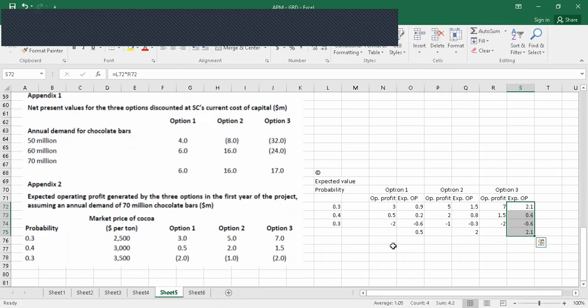Okay, so now based on expected values, whichever has the highest value, which is option 3. So if the investor is risk neutral, then option 3 will be selected because it has the highest expected value. So option 3 would be chosen. Okay, done.